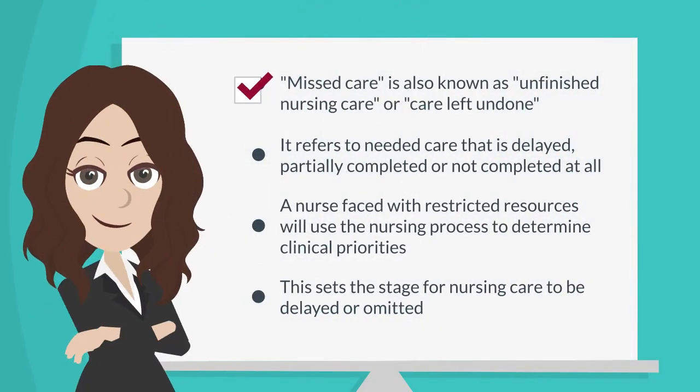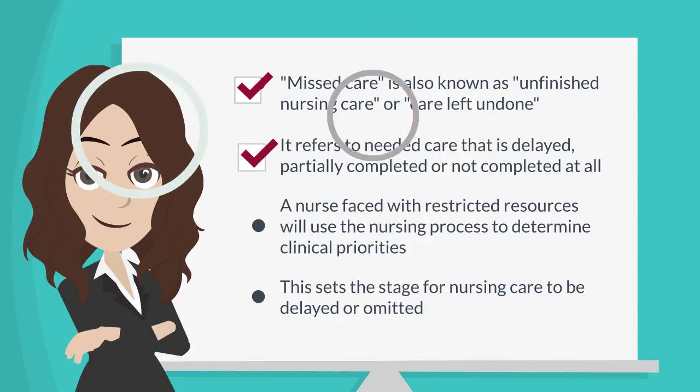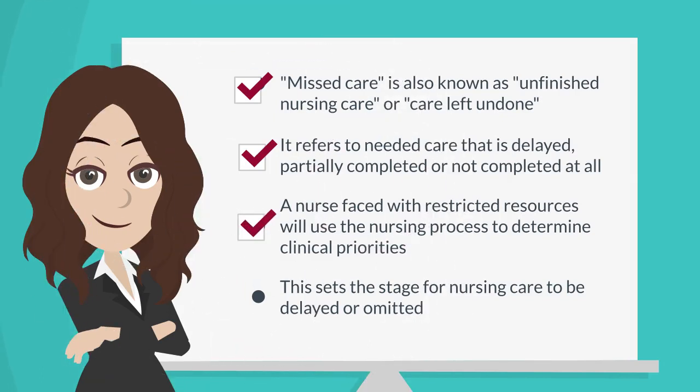Missed care is also known as unfinished nursing care or care left undone. It refers to needed care that is delayed, partially completed, or not completed at all. A nurse faced with restricted resources will use the nursing process to determine clinical priorities. This sets the stage for nursing care to be delayed or omitted.